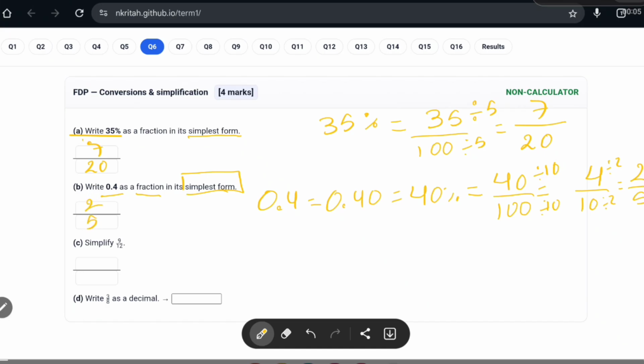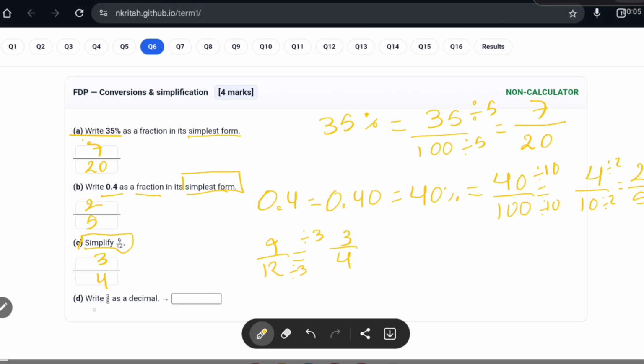Now simplify 9 over 12. I believe that you're becoming a professional at simplifying now, but 9 and 12, both of them go into 3. So how many times does 3 go into 9? 3. How many times does 3 go into 12? 4. 3/4 will be the answer. So I'm gonna write down 3/4 in my answer box.